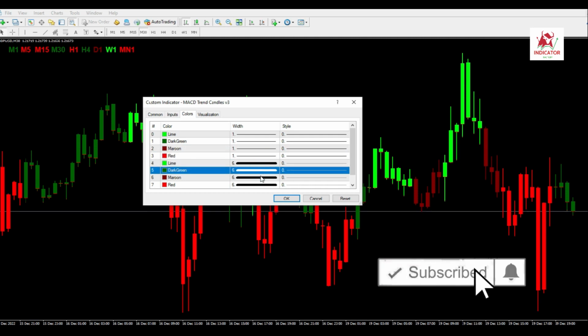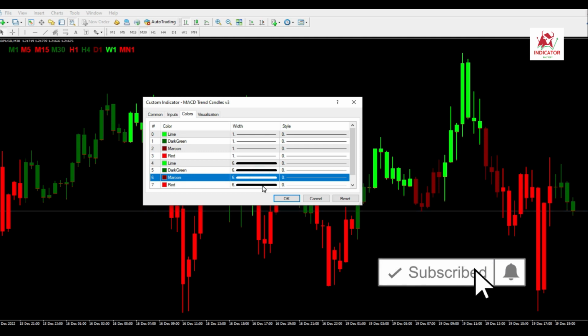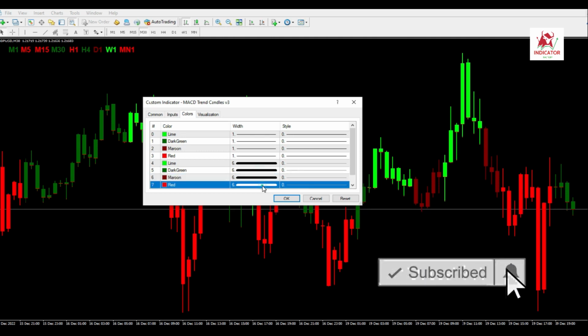Trading signals. Buy: wait for a light green candle to appear on the chart. Sell: wait for a red candle to appear on the chart.